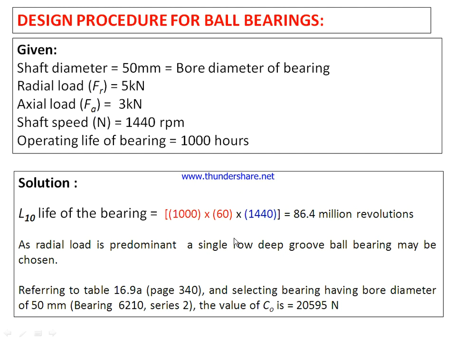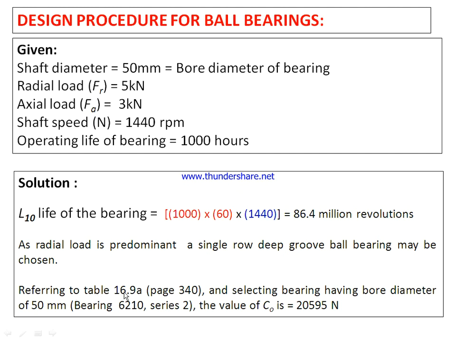Now, as we have seen in part 1, a suitable bearing when both radial load and axial loads are there, and when radial load is more compared to the axial load, the preferred bearing is single row deep groove ball bearing. Now for this application, where the radial load is 5 kilonewton, which is predominant compared to axial load, hence a suitable bearing for this application is single row deep groove ball bearing.